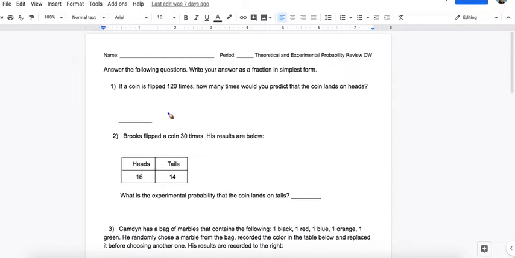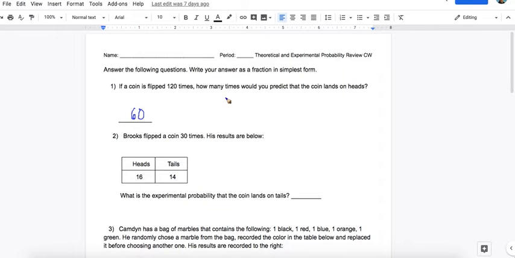So question number 1 says, if a coin is flipped 120 times, how many times would you predict that the coin lands on heads? Well, we know that you're supposed to land on heads half the time because the probability of landing heads on a coin is 1/2. So there's a number of different ways you can do this. You could just figure out what half of 120 is. So half of 120 is 60. Another way of doing this, since you're taking half of a number, you could divide it by 2.